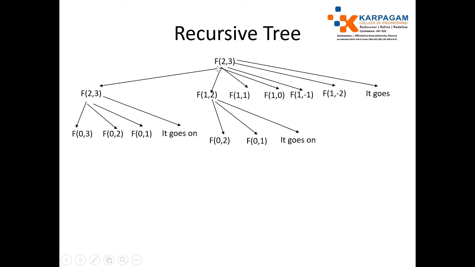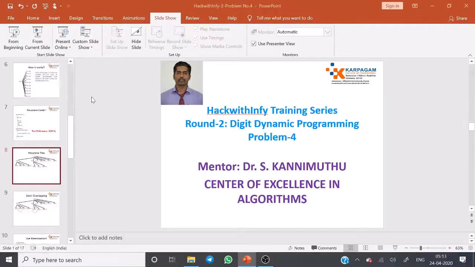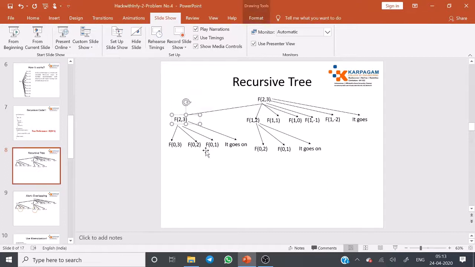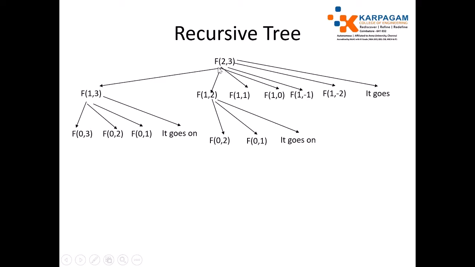That can be formed by using the recursive function f of 2 comma 3. For solving f of 2 comma 3, you have to recursively call f of 1 comma 3, then 1 comma 2, then 1 comma 1, up to negative values. When it says base condition, it means just a terminator.